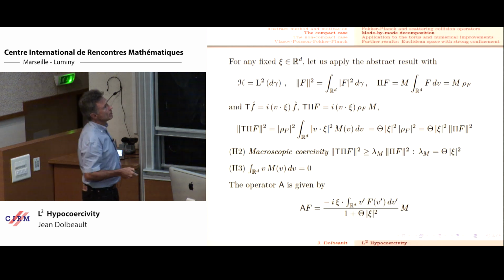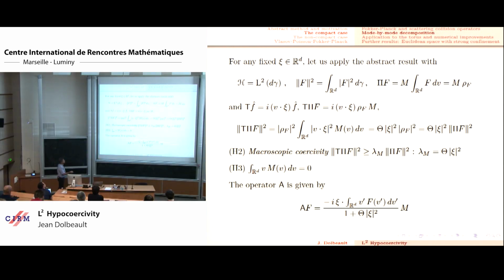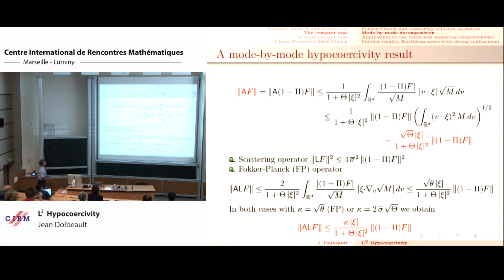H3 is just a symmetry condition, and you have an explicit expression for the operator A, which involves the flux. Okay, so it's xi scalar product with the flux, normalized by the 1 plus xi square, which comes from taking the inverse, which in this case is a local thing. Okay, so this is one type of computations.